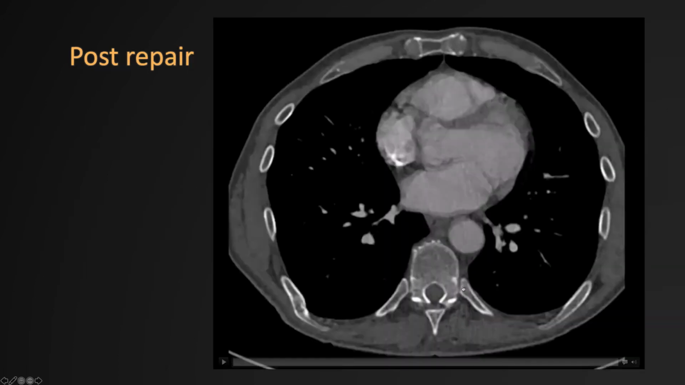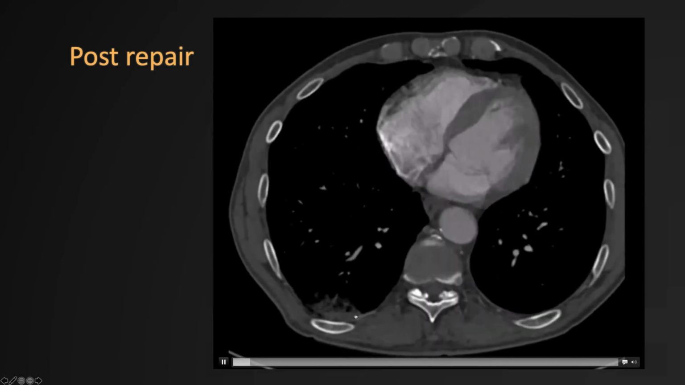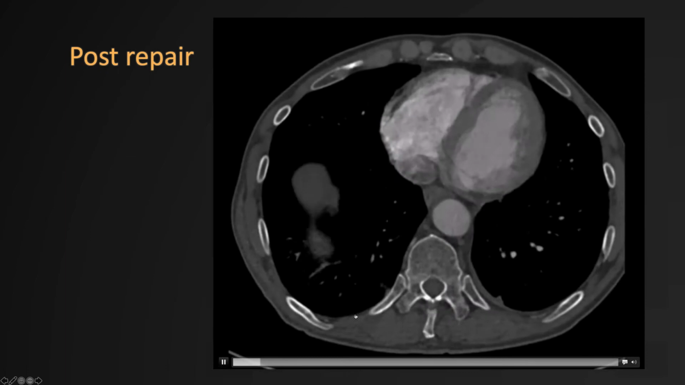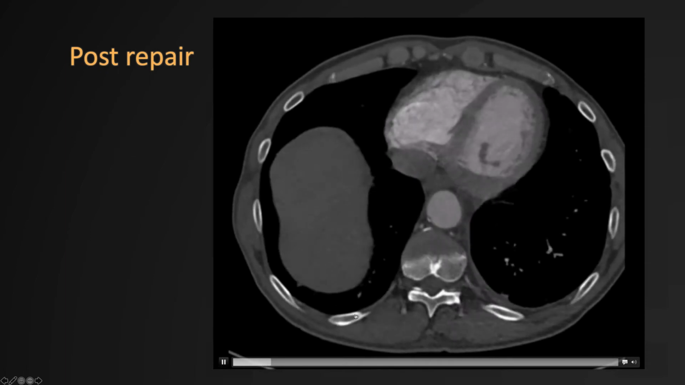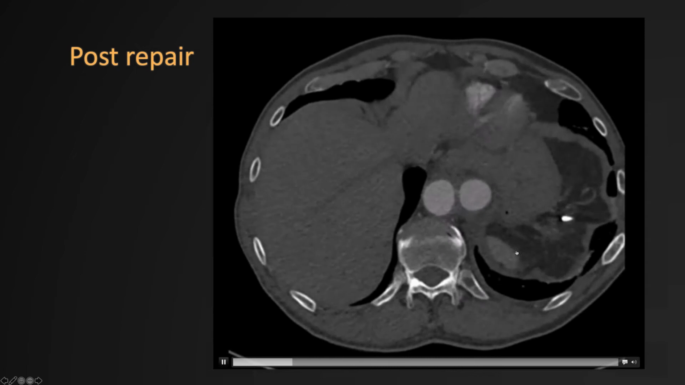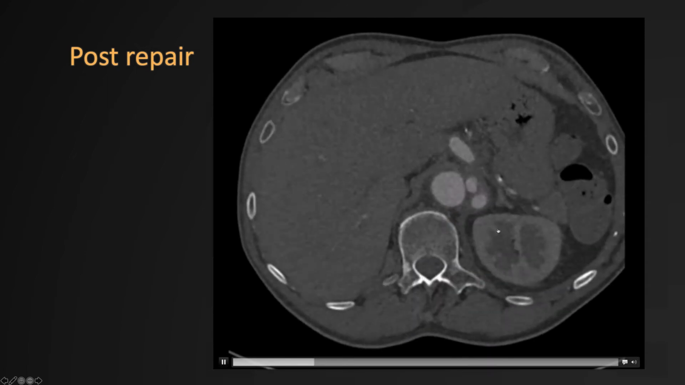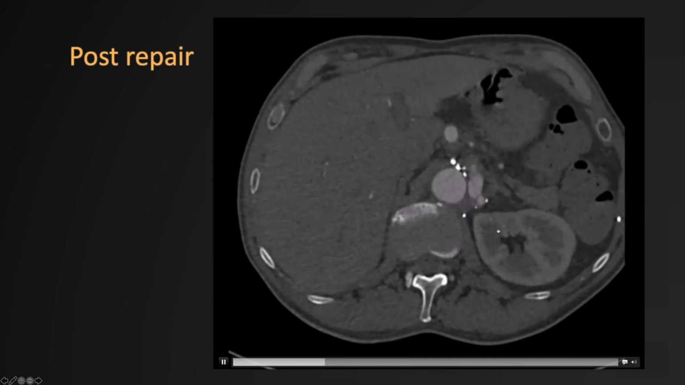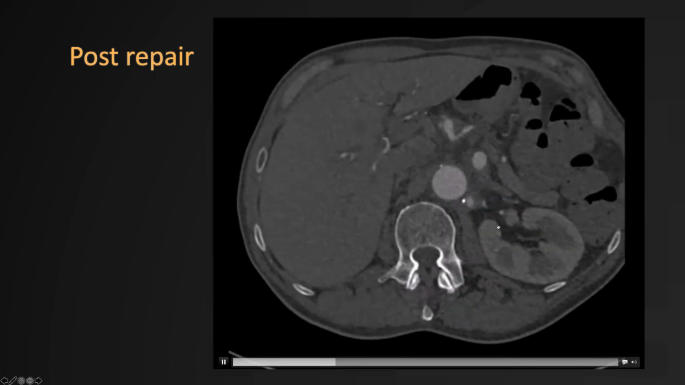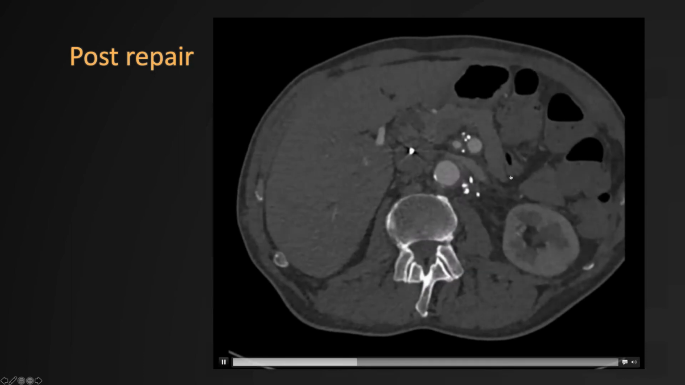Kidney is not looking great either. There is an IVC filter. And as you go further down, you see no contrast in the right common iliac as well as right external iliac artery, which then gradually does not actually fill all the way until it becomes the common femoral artery. So this was diagnosed as a mycotic pseudoaneurysm.